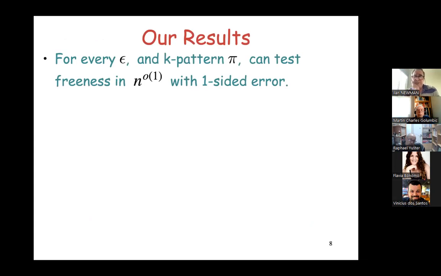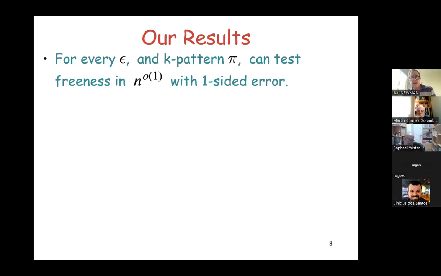The result in this work is the following theorem: for every epsilon and every k pattern pi, we can test pi-freeness in n to the little o of 1. So going much better than tending to n. It's not even n to the epsilon, or n to the delta, it's n to the little o of 1, and it's one-sided error. Let me explain this notion of one-sided error for a moment.